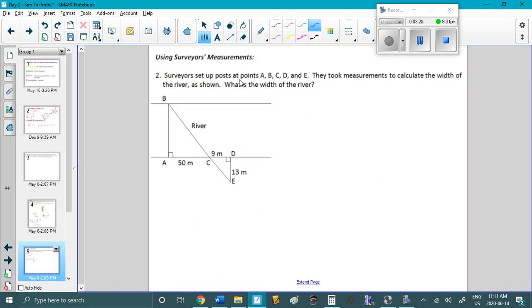All right, problem 2. Surveyors set up posts at points A, B, C, D, and E. They took measurements to calculate the width of the river. So they want to know this. I'll call it W for the width of the river. What is the width of the river? Well, first of all, we have to prove that we have similar triangles. We see two 90-degree angles, of course. So we have one angle that matches.